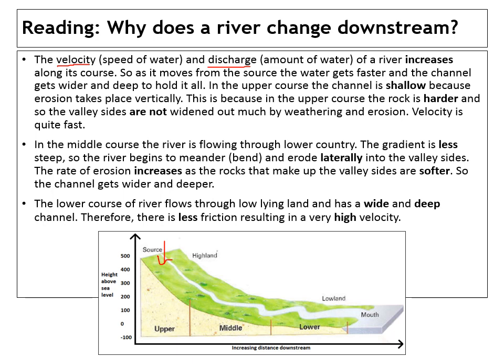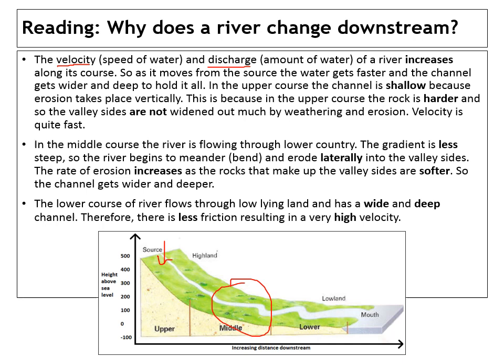This is because in the upper course, the rock is harder, so the valley sides are not widened out much by weathering and erosion, and velocity is quite fast. Okay, so because the rock is harder, generally, in the upper course, and valley sides are not widened out as much by weathering and erosion, and the channel being much narrower, it generally just cuts down instead of cutting the channel wider. In the middle course, the river is flowing through lower country. Okay, so the gradient starts to even out and get a bit flatter. The gradient is less steep, so the river begins to meander.